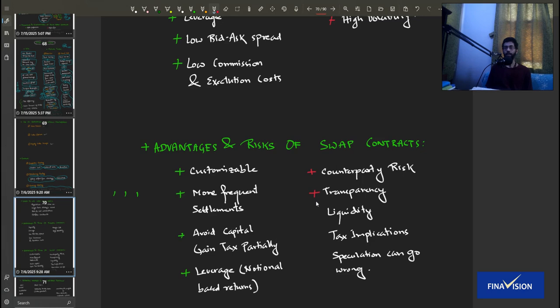Lack of transparency. Because it is an OTC contract, because it is customizable, there can be lack of transparency. Liquidity can also be an issue. Tax implications. Swaps may be taxed in the form of income. The returns from swaps may be charged in the form of income. Then, speculation can go wrong. Obviously, one can enter swaps based on certain speculations that certain interest rates are going up, certain valuations of stocks are going down. Based on all these assumptions, swaps are entered into. But if that speculation goes wrong, then obviously one has to pay for that.